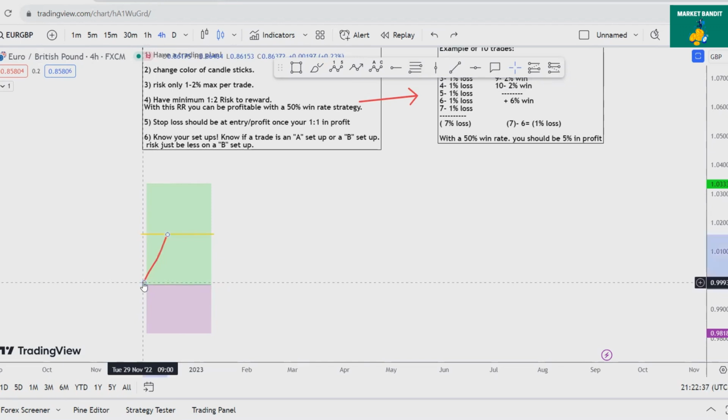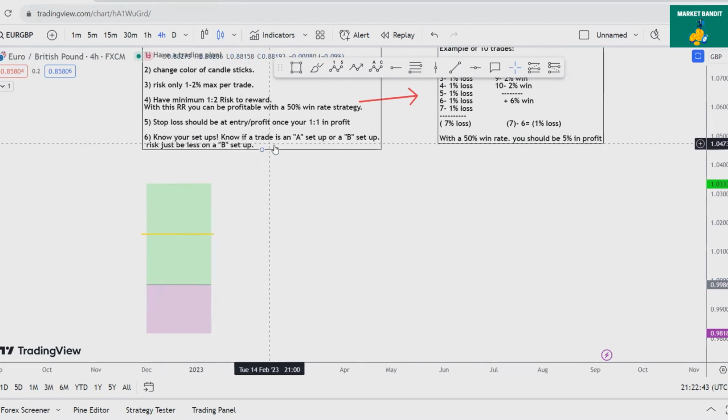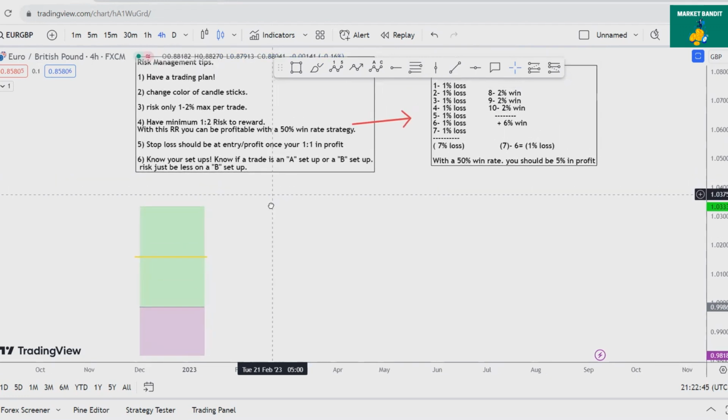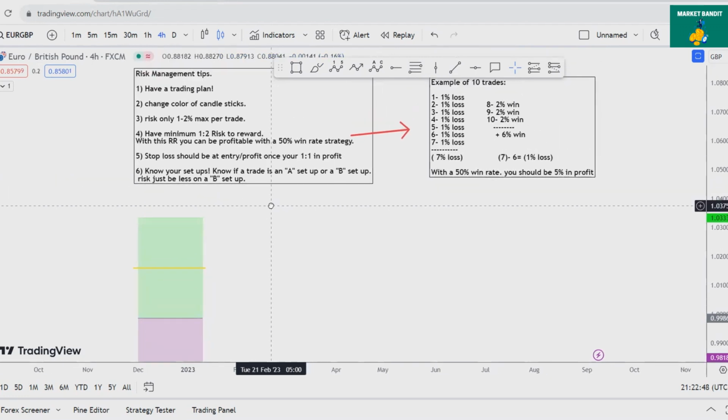Last is know your setups. Know if a trade is an A setup or B setup. And what I mean by A setup is that golden setup, that setup where it's like, this is a 90% win rate setup, right? When you see the setup, you know it's good.